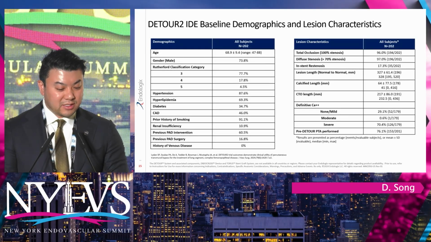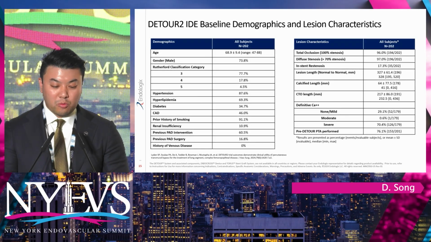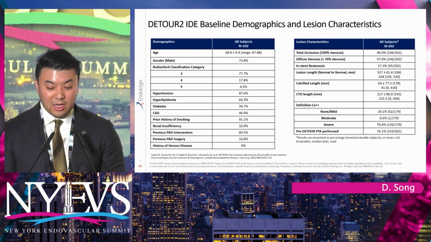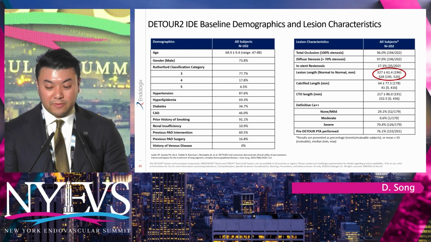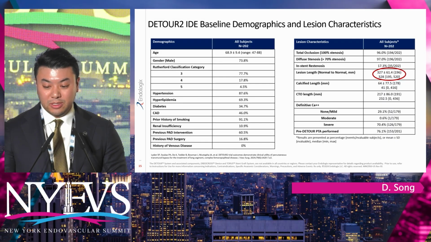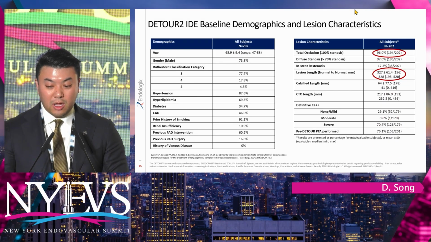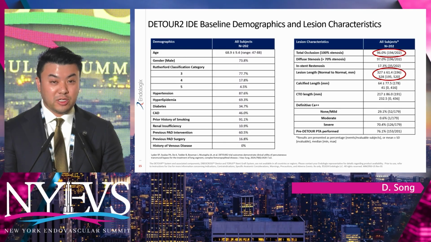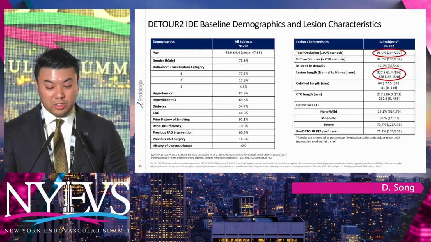Basic demographics of the study were multiple comorbidities for PAD. But things to note is that a good proportion of the patients had very long femoral popliteal lesions, and a significant number of these patients had total occlusions, up to 96% of the patients enrolled into the study.